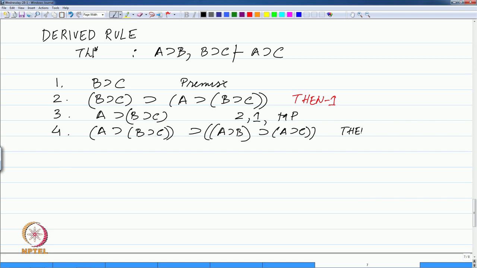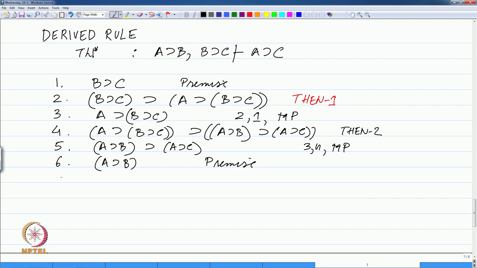This, as you will recognize, is axiom 2, the second axiom given to us by Frege, and then I apply modus ponens again. So, I get A implies B implies A implies C, by 3, 4 and modus ponens. Then A implies B is given to us, and therefore, we can conclude A implies C, from 6, 5 and modus ponens. So, this is a proof in Frege's propositional calculus.